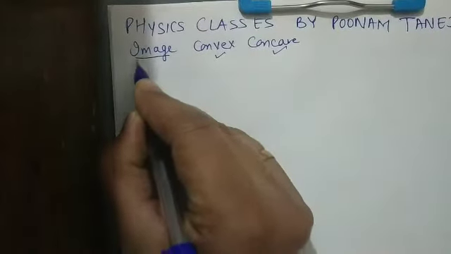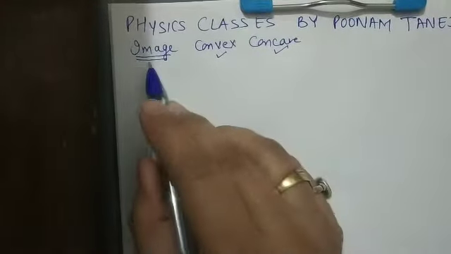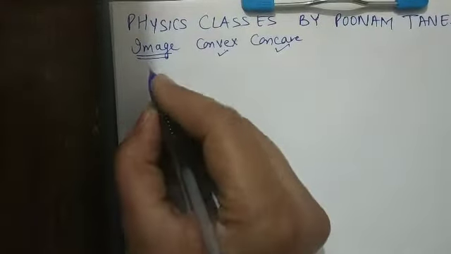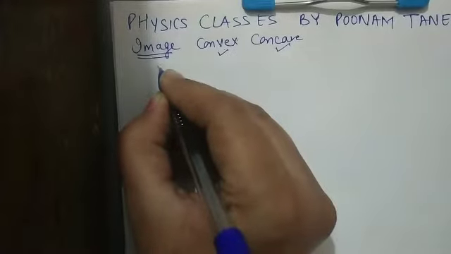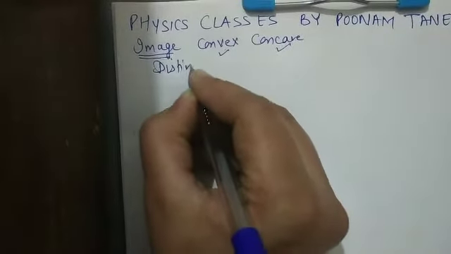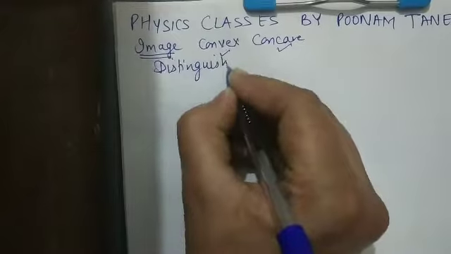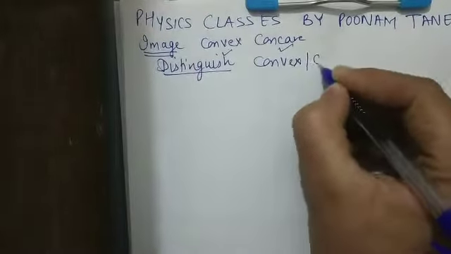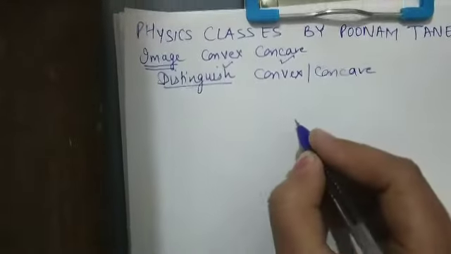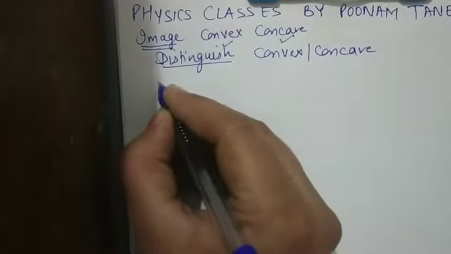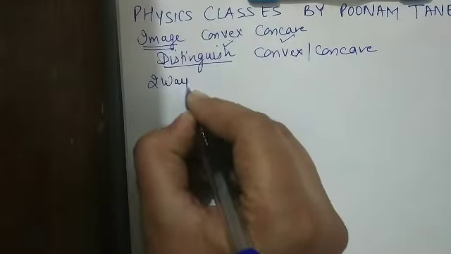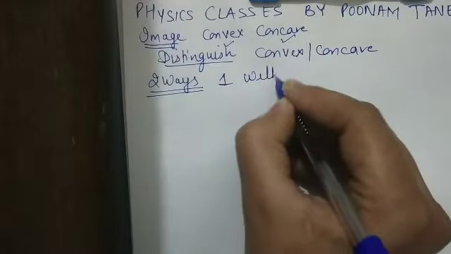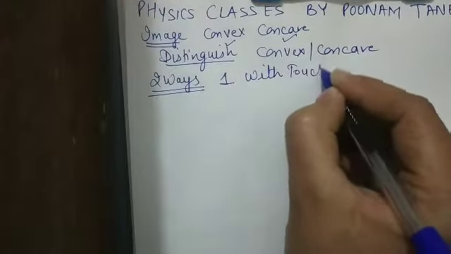Up to now I have covered the content image formation by convex as well as concave lens. In my today's video I will teach you how to distinguish between these two types of lens, whether the given lens is a convex lens or it is a concave lens. So as to distinguish between these two lenses, there are two ways. First way is with touching and second way without touching.